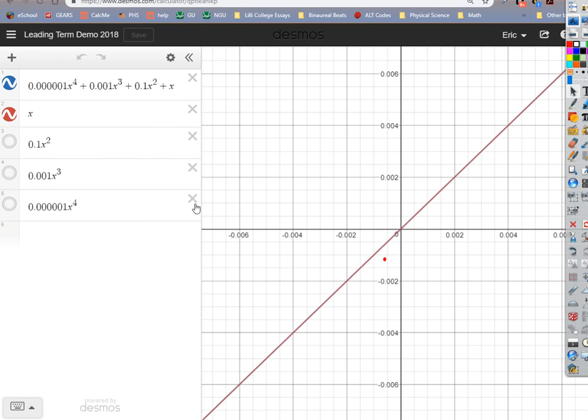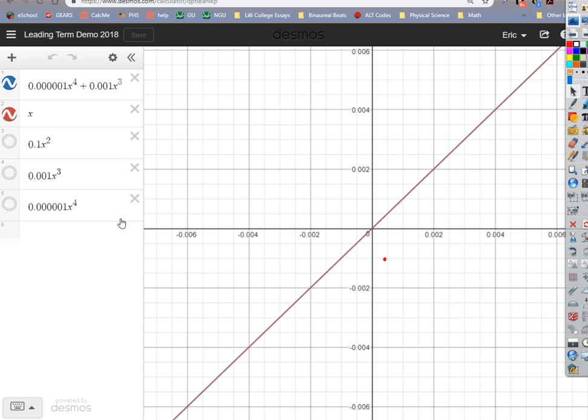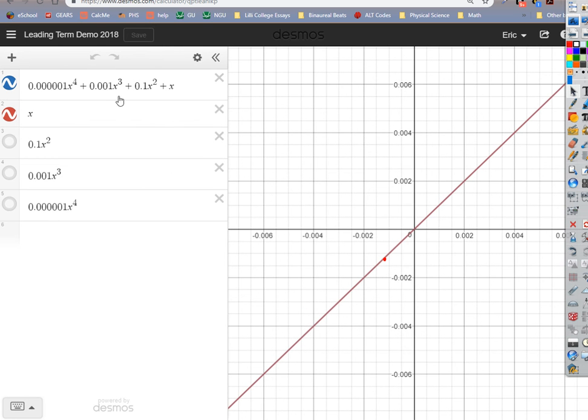I want you to make a connection, and this is kind of an important connection. Let's look at the function. Here's the function: y equals 0.000001 x to the fourth plus 0.001 x cubed plus 0.1 x squared plus x. There's 4 terms in this function, right? Eventually we'll call this a polynomial, but that's a little bit later on. There's the fourth power, third power, second power, and first power.